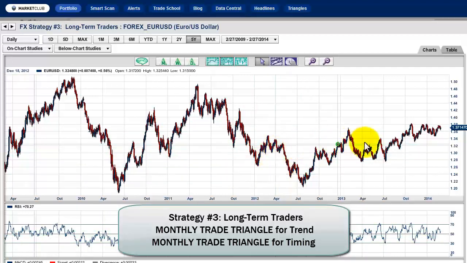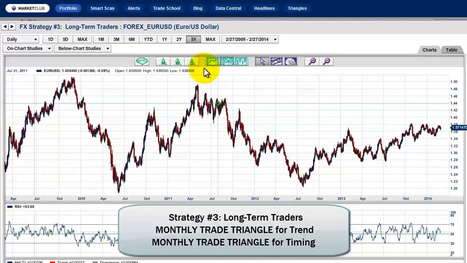However, as you can see, during the last couple of years, the markets have gotten much quieter, and it has been somewhat challenging to make money. But I'm going to show you how to do that and trade successfully long term with our monthly trade triangle strategy. First of all, let's put our monthly trade triangles on the screen.